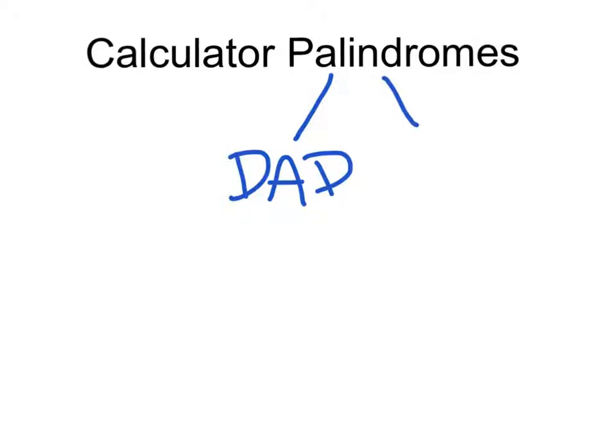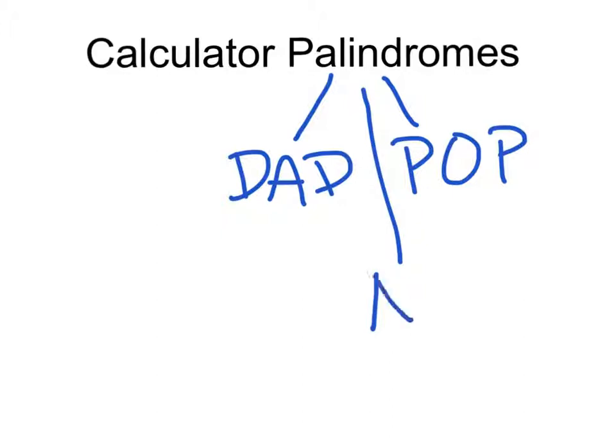Another example is pop. If you go this way, pop is P-O-P. If you go this way, pop is P-O-P. So it's the same thing, backwards and forwards. Another example, it doesn't have to just be 3 letters, it could be 4 letters. Noon. From this direction, N-O-O-N. From this direction, N-O-O-N. Okay, so those are all examples of palindromes with letters.